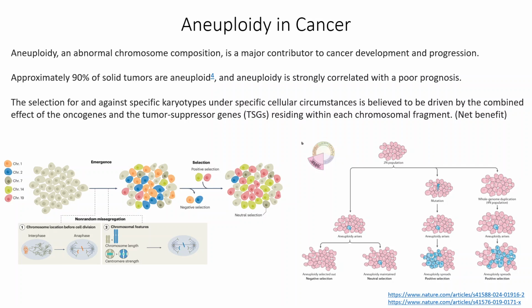So in that case, a lot of this handle on the proper segregation of chromosomes also naturally goes out of the window. So now you have tumor cells within a tumor, right? These cancer cells, as you can see here, that actually have varying degrees of aneuploidy.